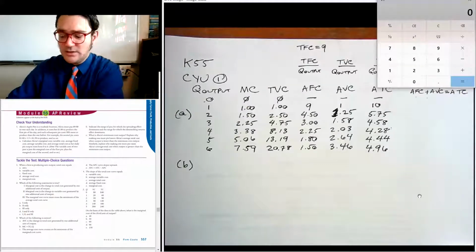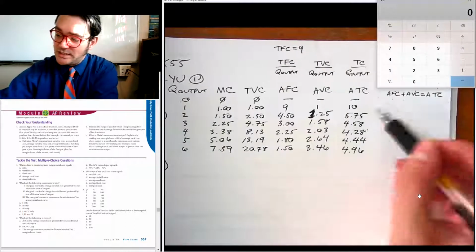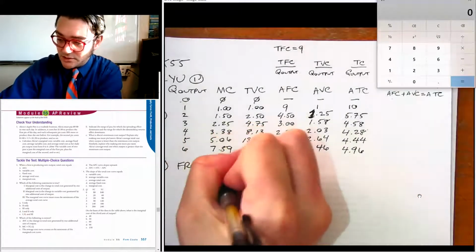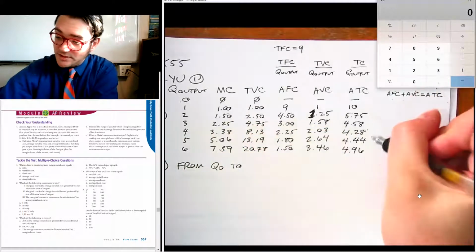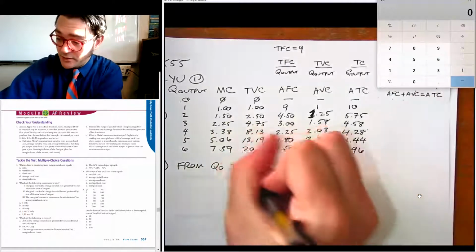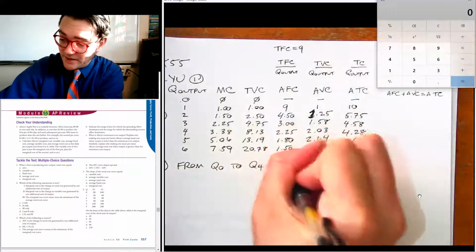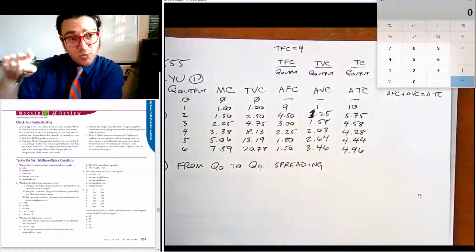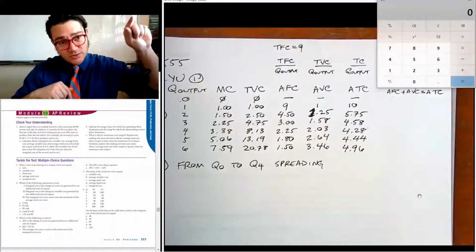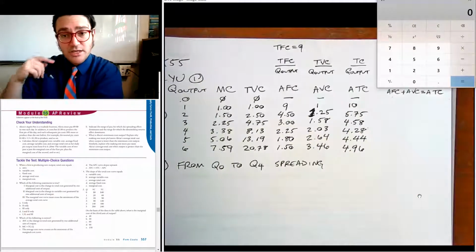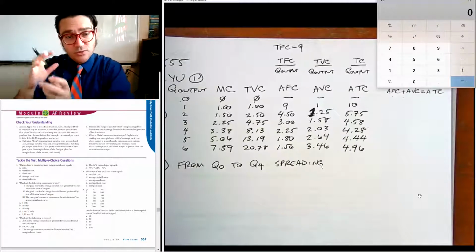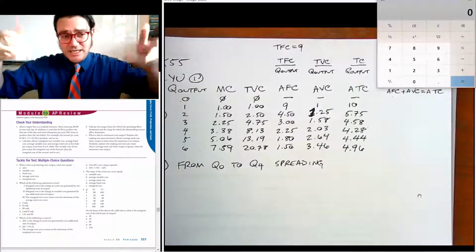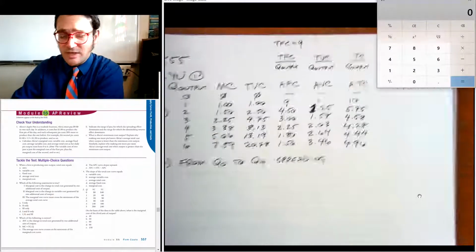It's really that important. But we can look at this ATC and we can say from Q0 to Q, where does it bottom out? It bottoms out at unit 4, the spreading effect. And that's because it's spreading out the cost over more and more units, and so it's bringing that average cost down. But at a certain point, the diminishing marginal returns kick in. You've used up all the benefits of specialization, and now it's just going to get more and more expensive on a per unit basis.